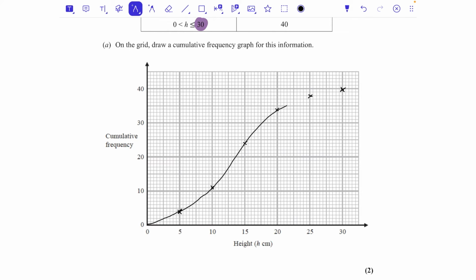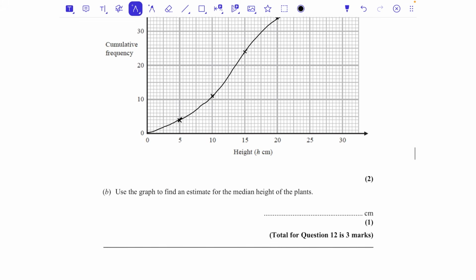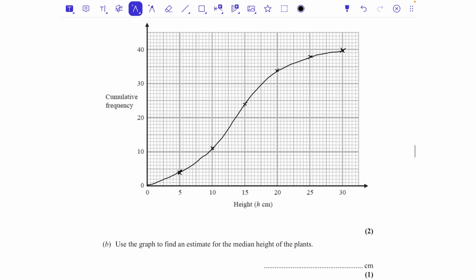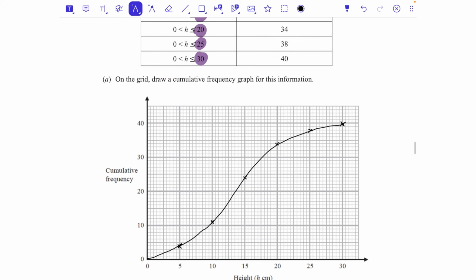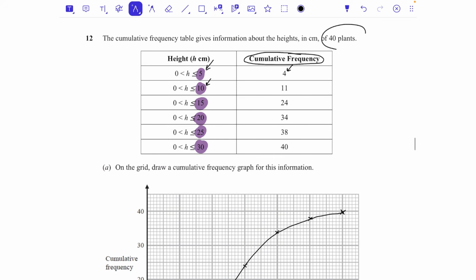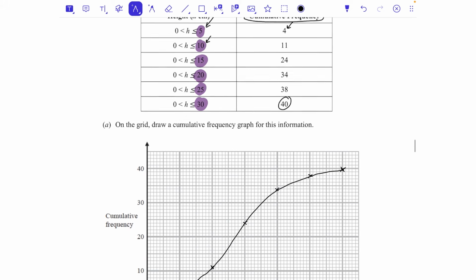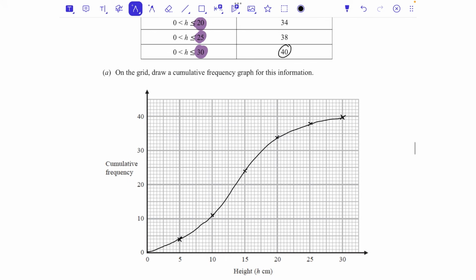Perfect. Okay, brilliant. Use the graph to find an estimate for the median height. Now the median is the middle. So we want the height of the middle plant. Now there were 40 plants. We were told that in the question. It also added up to 40. So technically the middle would be between the 20th and the 21st. But with a graph, we're just going to read across at 20.